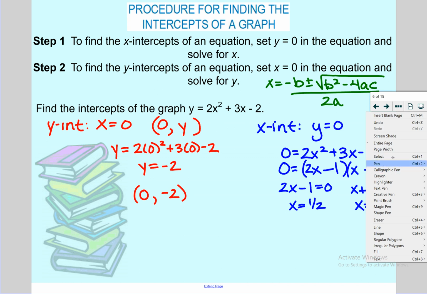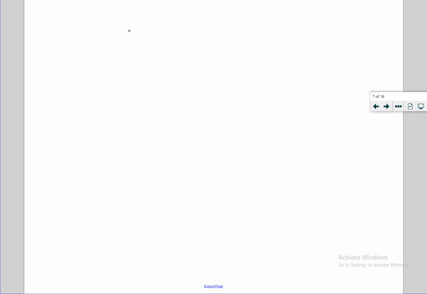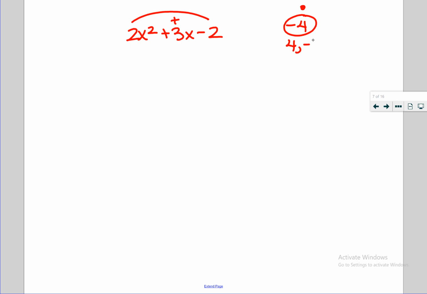Let me insert another page here. There we go. Okay, so we got 2x squared plus 3x minus 2. Let's say I want to factor that, okay? So you multiply the first and the last numbers together. What does that give me? -4, okay? Then you try to find two numbers that multiply to -4 and add to your middle term 3. So what two numbers multiply to -4 and add to 3? Good. 4 and -1 would work.